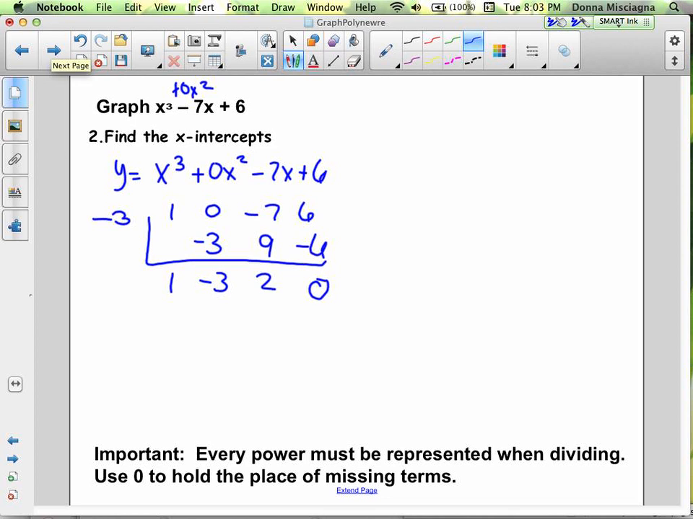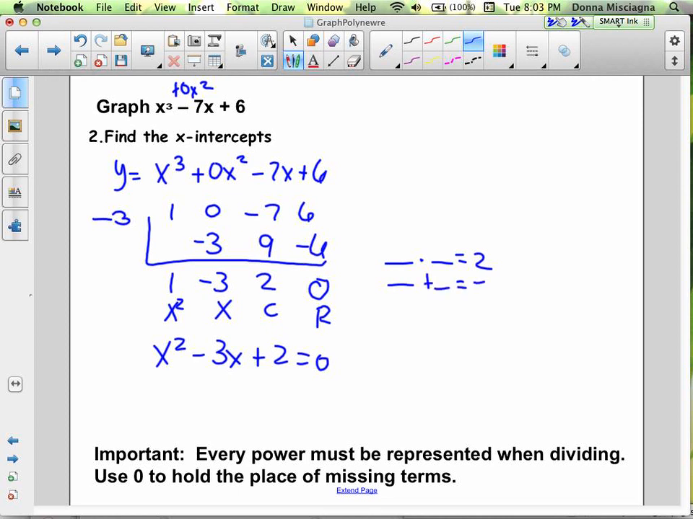Now we can factor the rest. Remember, this is the remainder: constant, x and x squared. So we have x squared minus 3x plus 2 equals 0. 1 times 2 equals 2. We need two numbers that multiply to give us 2, but add to give us negative 3. That's going to be negative 2 and negative 1. These multiply, those add.